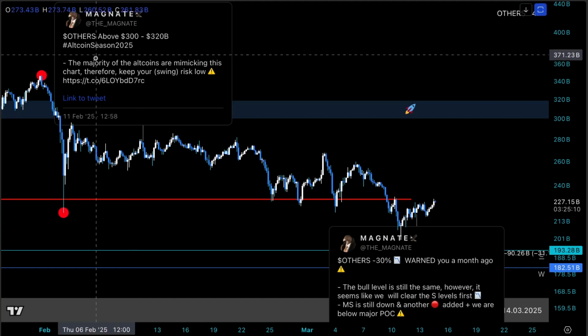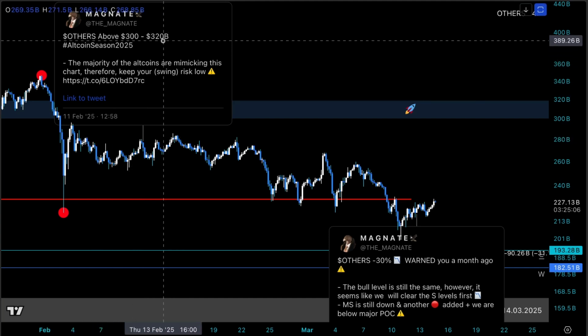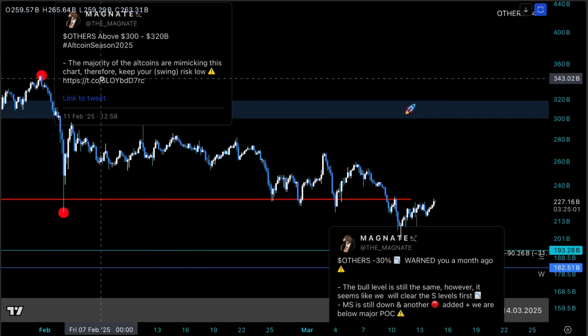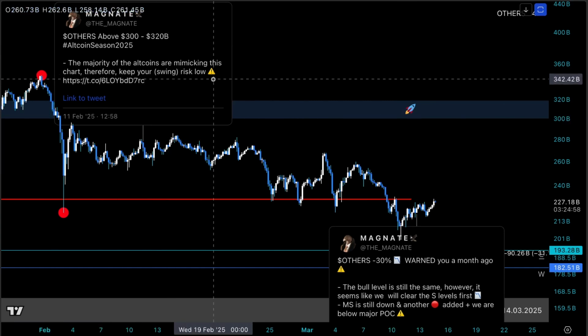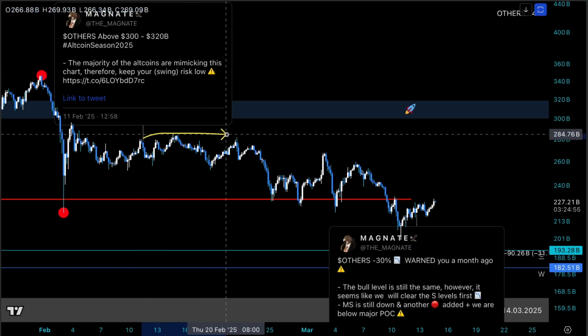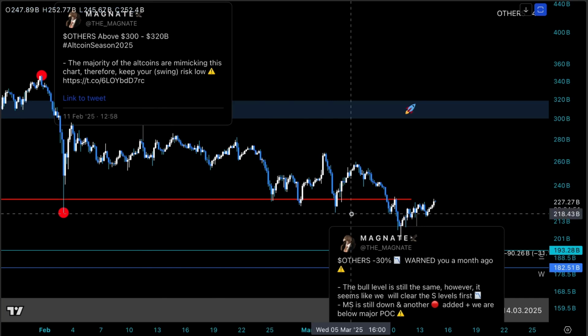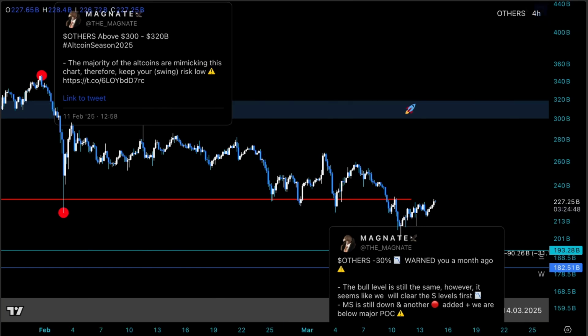For the altcoins, right below this level, which is going to be OTHERS above 300 and 320 billion, this level was a bull level, and the majority of the altcoins are mimicking this chart, and therefore keep your swing risk low. I warned this exactly right in here, and as you can see, after that we saw a massive 30% dump, and altcoins actually, this is OTHERS by the way, if you exclude the top 10 coins, you will get total market cap for the rest of the altcoins. And the altcoins, you already know what's happening, smashed 60 to 90% plus dump across the board.